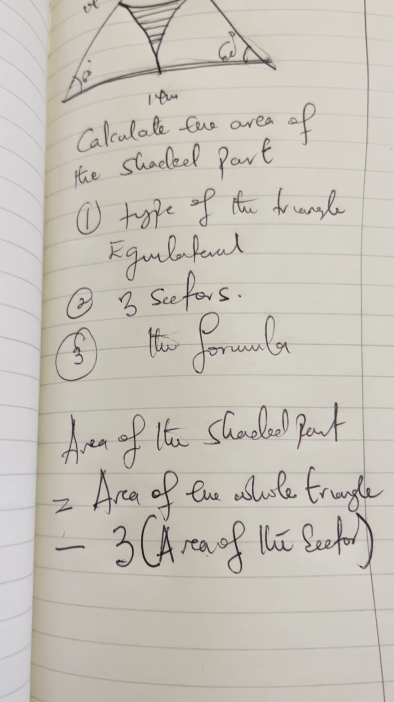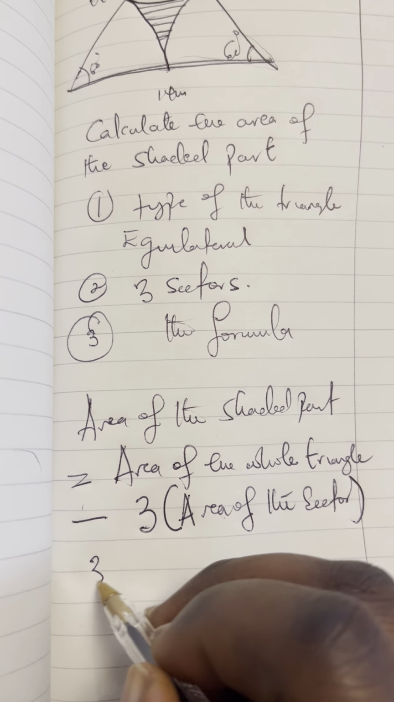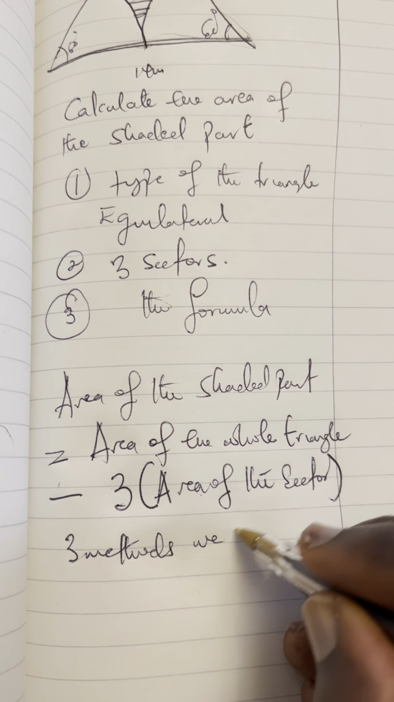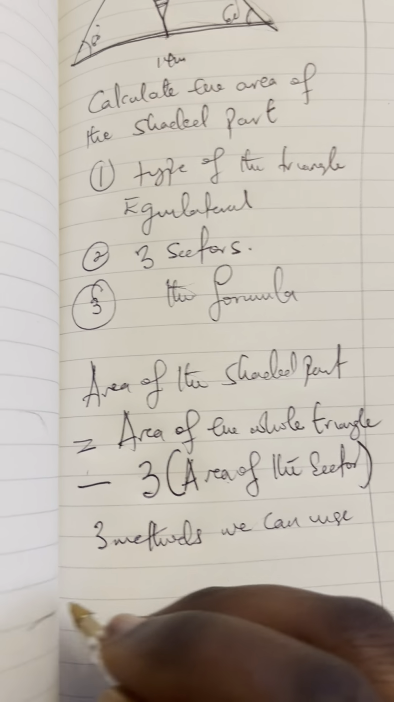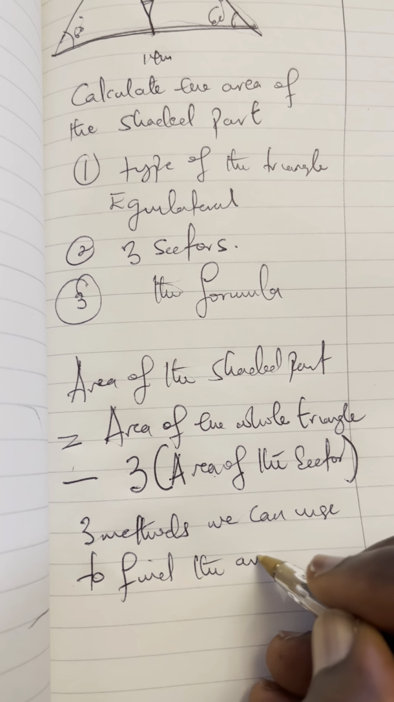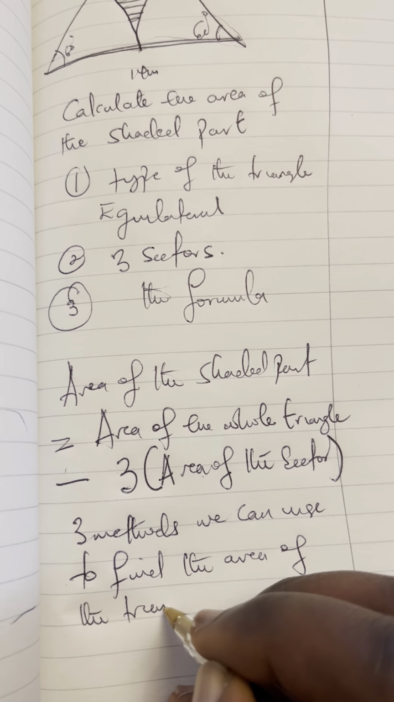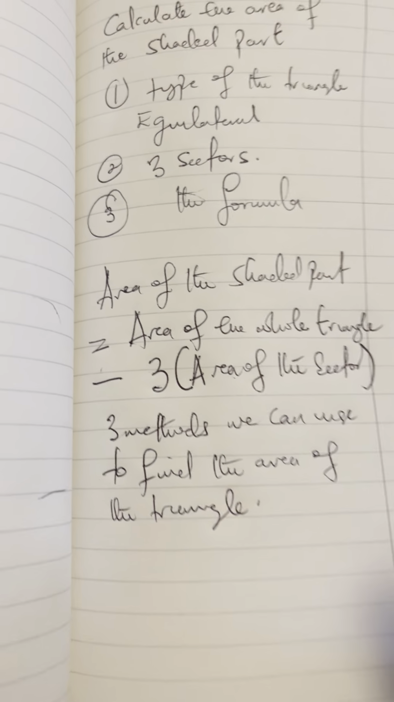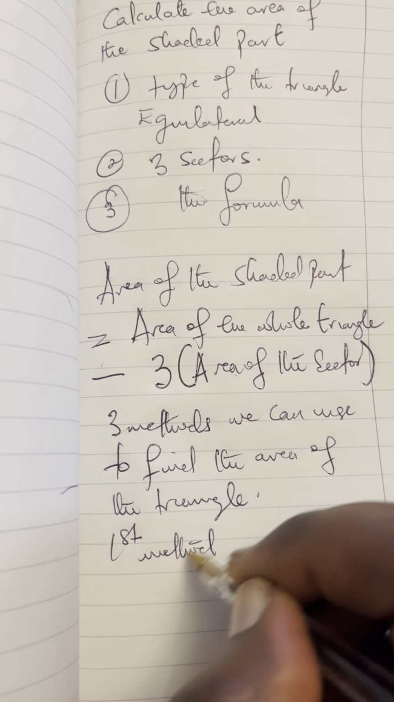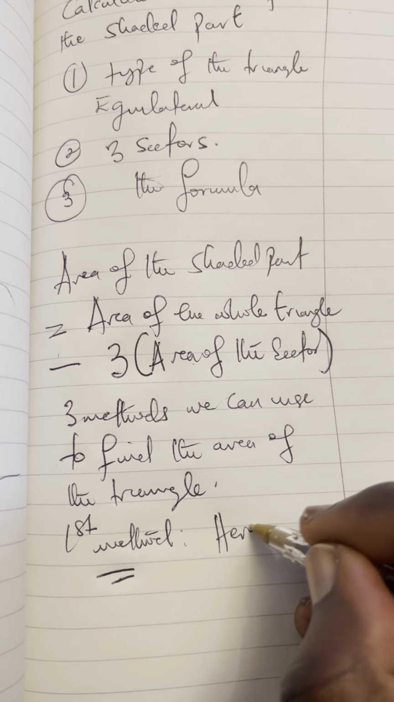Now, how can we find the area of the triangle? There are 3 methods we can use to find the area of the triangle. What did I say? There are 3 what? 3 methods. The first method we can use is what we call the Heron's formula.